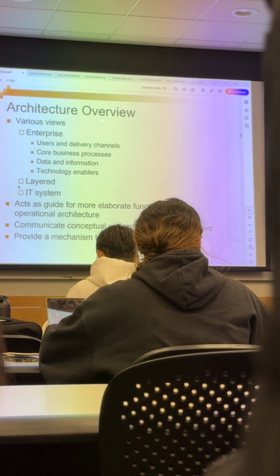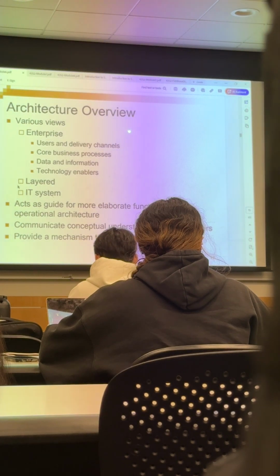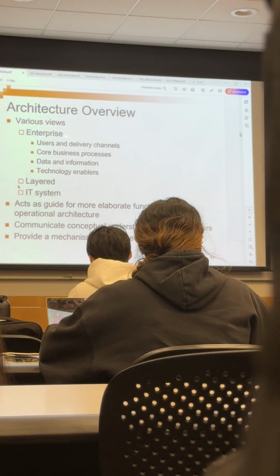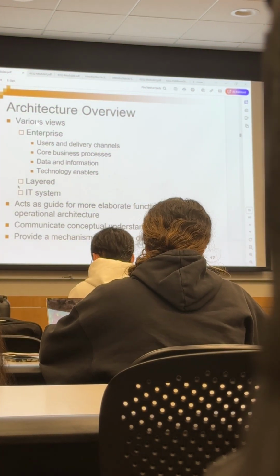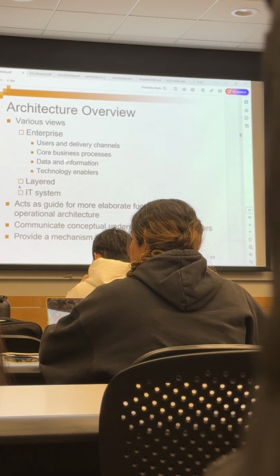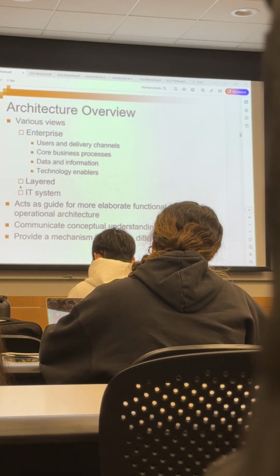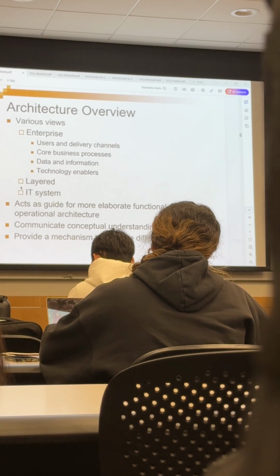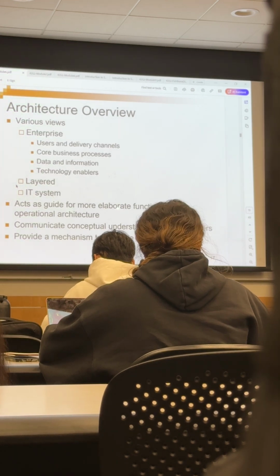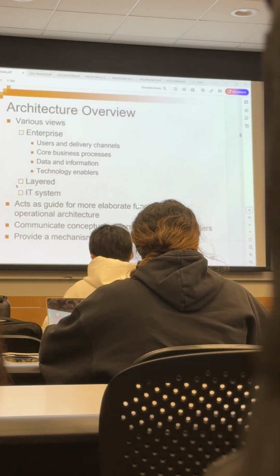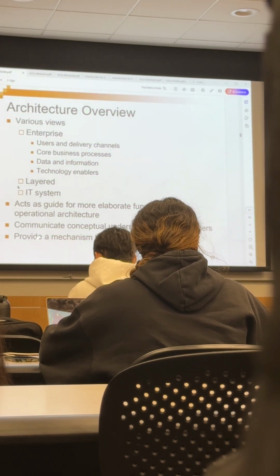In architecture overview, there are different ways we can show this architecture. One way is enterprise, where we show a very high level view of all the different pieces that are part of this enterprise. We can also show a layered view of the system. We can also show it as an IT system with different nodes as part of the system. So this is again very, very high level, and this is not going into detail because more details are provided at the functional and operational architecture steps. And the goal is to provide different solutions.